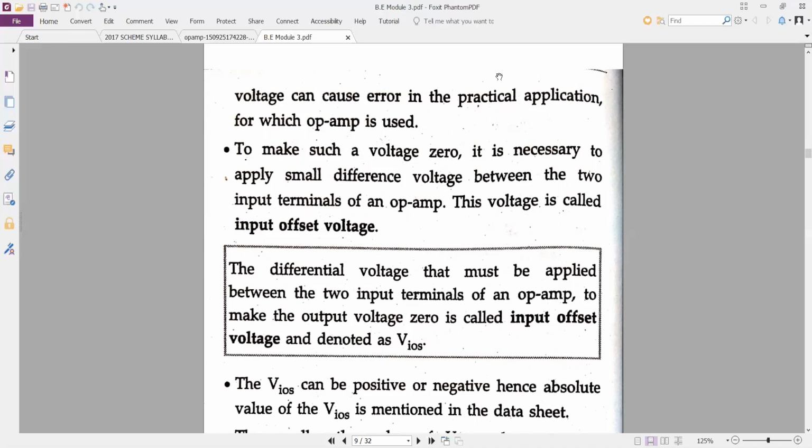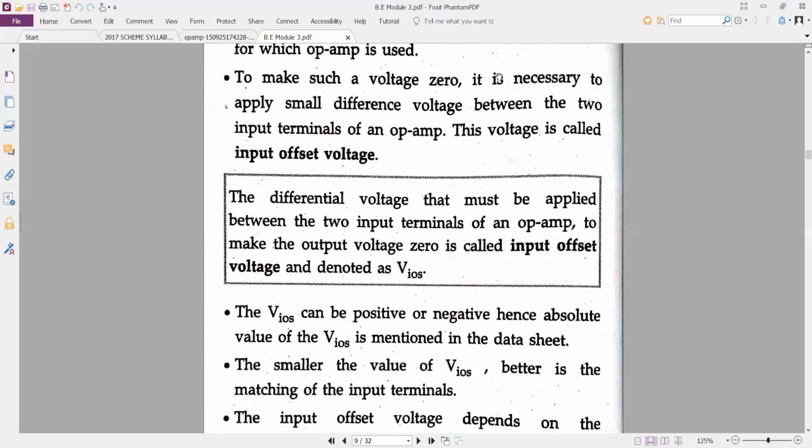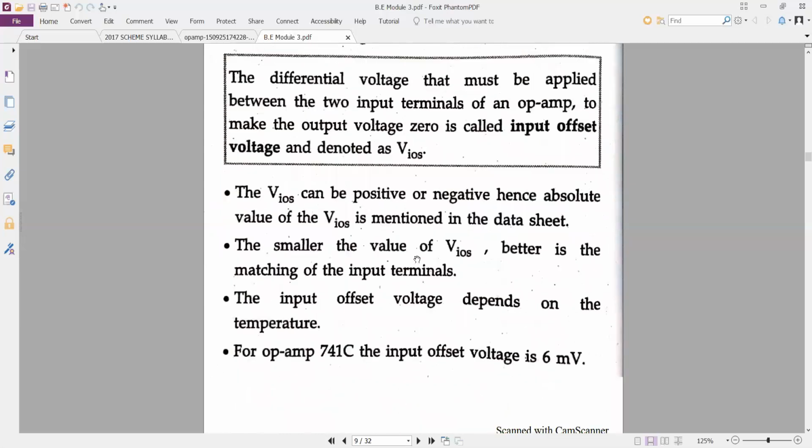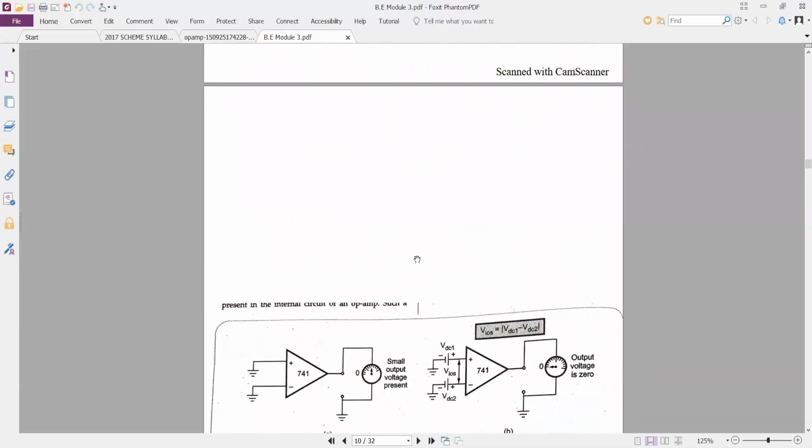To make such voltage zero, it is necessary to apply a small difference voltage between the two input terminals of an op amp. This voltage is called the input offset voltage. Let us try to define it. The differential voltage that must be applied between the two input terminals of an op amp to make the output voltage zero is called the input offset voltage, and usually we denote it by VIOS.